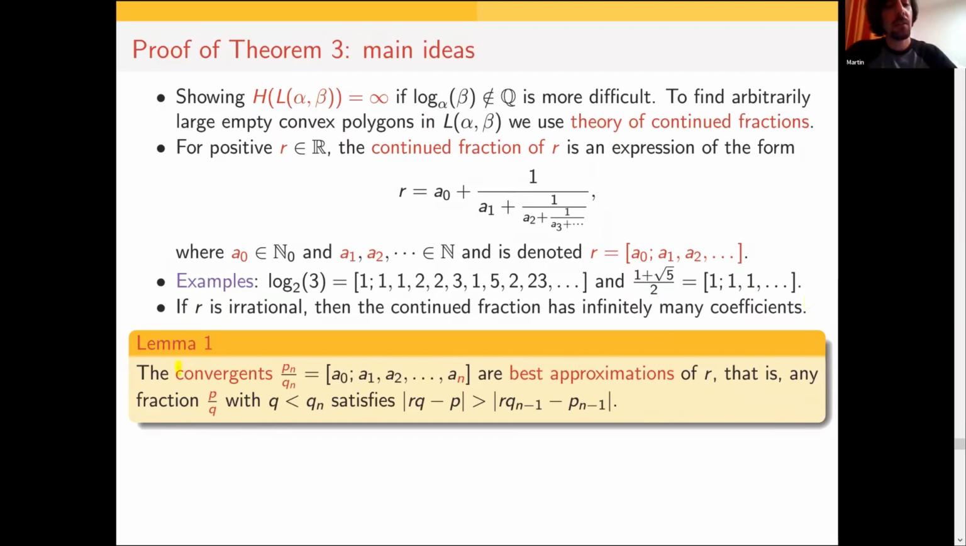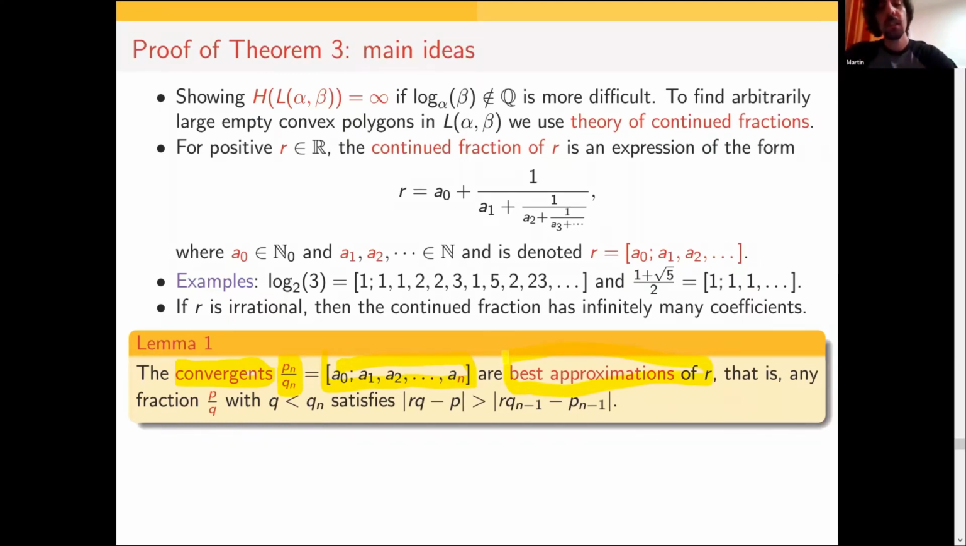So let's define a convergent as this fraction. The convergent of r is a fraction written as Pn over Qn, which is just the initial portion of the continued fraction, determined by the first n plus 1 coefficients. So this defines a sequence of fractions, the convergents, and these convergents are best rational approximations of this real number r.